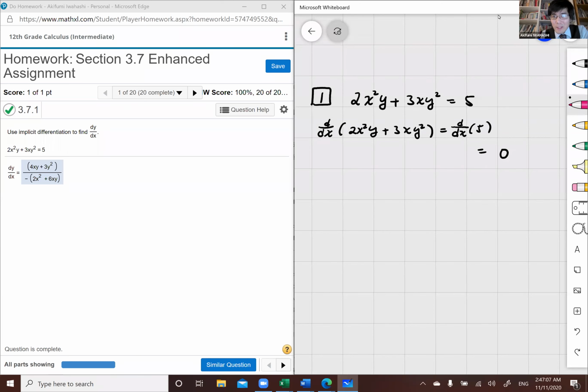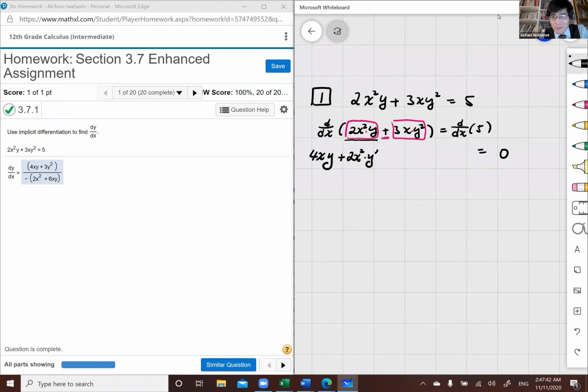Left side, you have addition here. So you just need to take the derivative of this part and this part. However, each part is actually a product, so you have to use the product rule. Now this part, let's do this part first. So derivative of the left times the right: 4x times y, plus the left times the derivative of y, which is y dash.